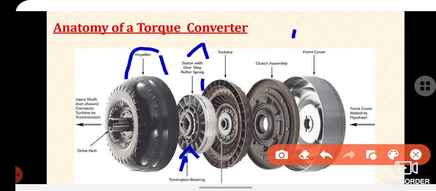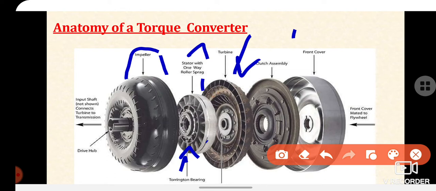The stator changes the direction of fluid almost up to 90 degrees. The stator is mounted with one-way clutch that allows rotating it in one direction and preventing its rotation in the other direction. The stator is placed in between the impeller and turbine. Now, next part which is connected with the stator is the turbine.